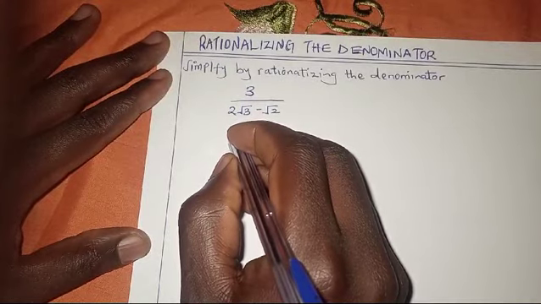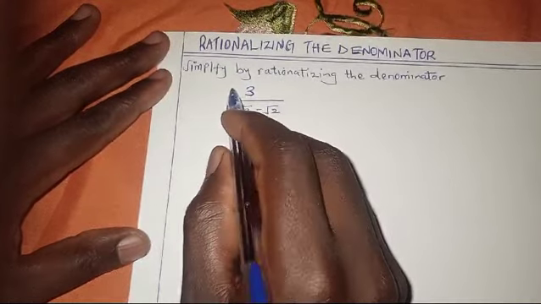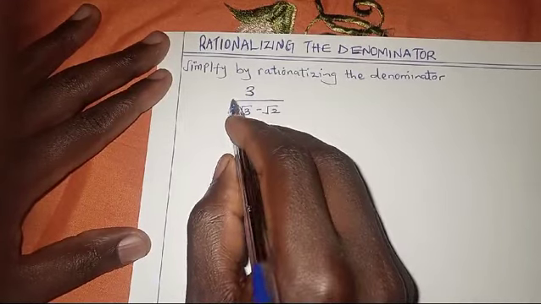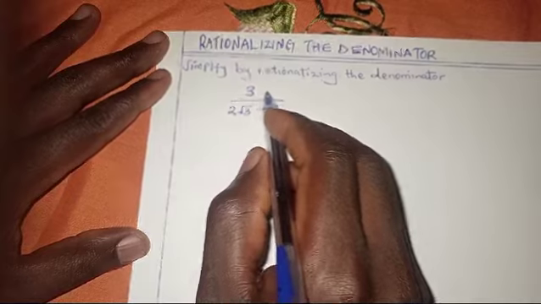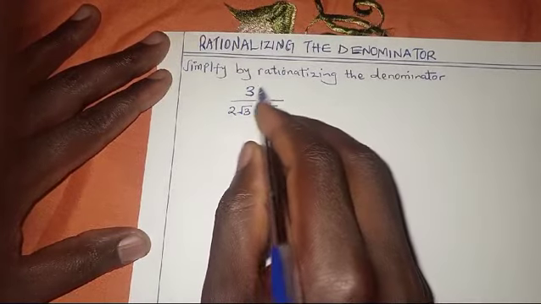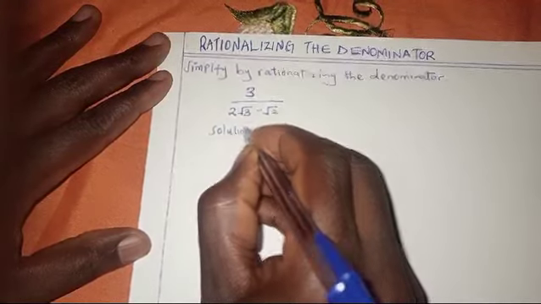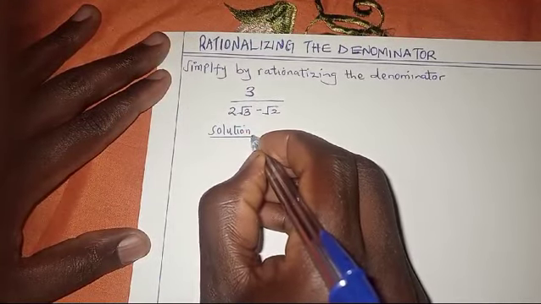We are going to do something on Surds, and this is about rationalizing the denominator. This is the question that we have: simplify by rationalizing the denominator. In this case, we want to give the solution to this question.